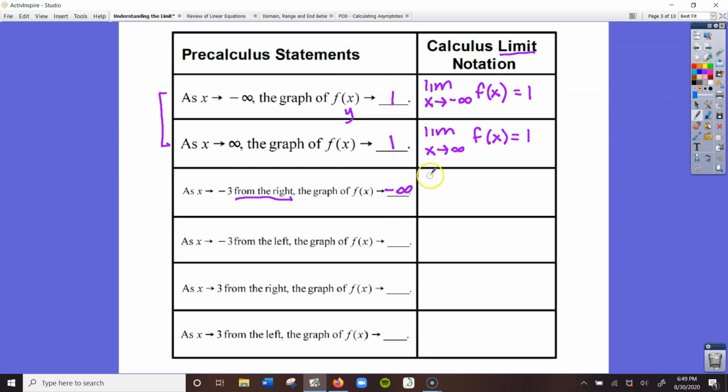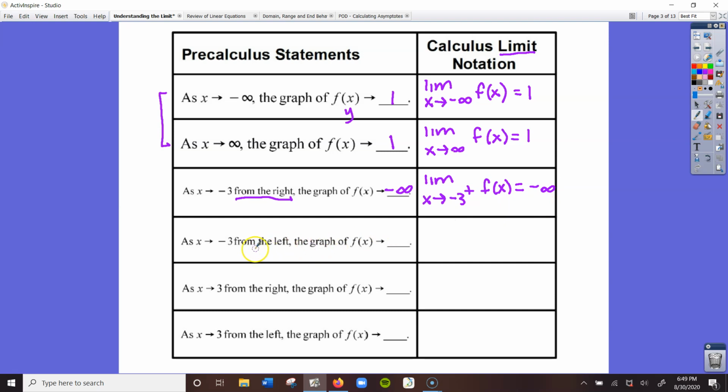So when we write our limit, it's going to be the limit as x is approaching negative 3 from the right. So we put a little plus sign as if it was almost like an exponent, and that's just to indicate that we're looking at the graph from the right side of that value. Again, of f of x, and we already determined that the answer to this limit is negative infinity.